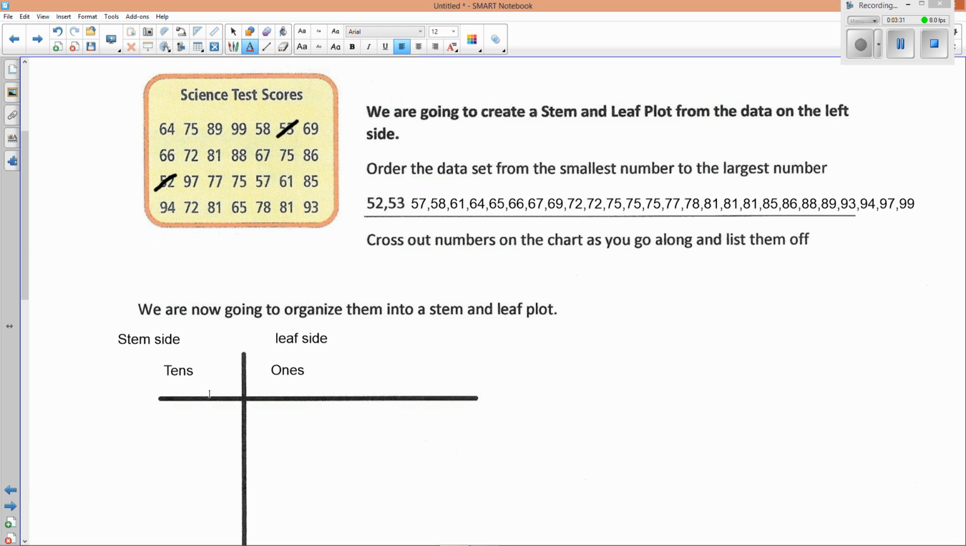All right, so take a look. It starts in the 50s here and it ends up in the 90s. So going down, I'm going to have numbers that start with 5, numbers that start with 6, numbers that start with 7, numbers that start with 8, numbers that start with 9. No one got 100. All right, so these are what we call my leaves, or sorry, my stems. All right, they're here. They started.